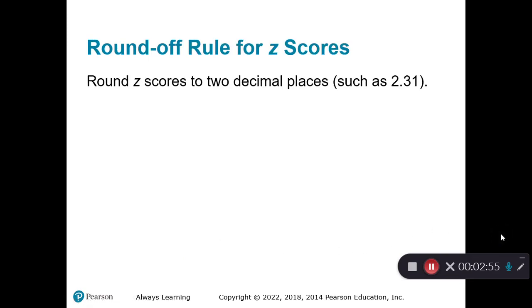When we're working with z-scores, we will always round those calculations to 2 decimal places, regardless of how far the data values went. So z-scores such as 2.31 would be considered, and that is so that we can use the accompanying tables that have all of the z-score calculations out to 2 decimal places. We'll talk about those later when we look at the formulas and charts.